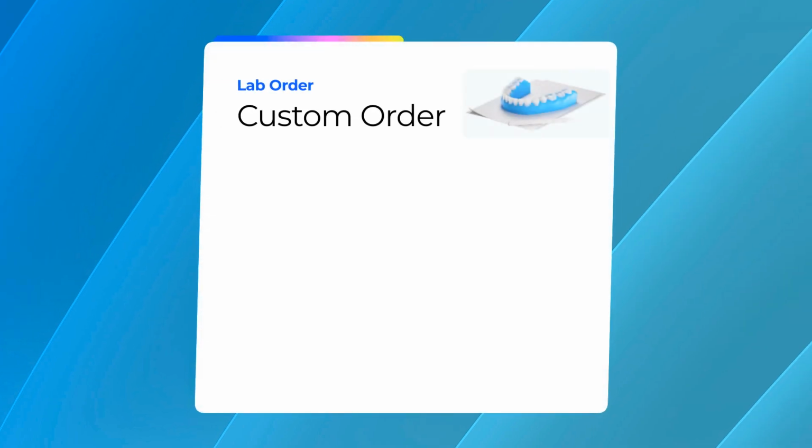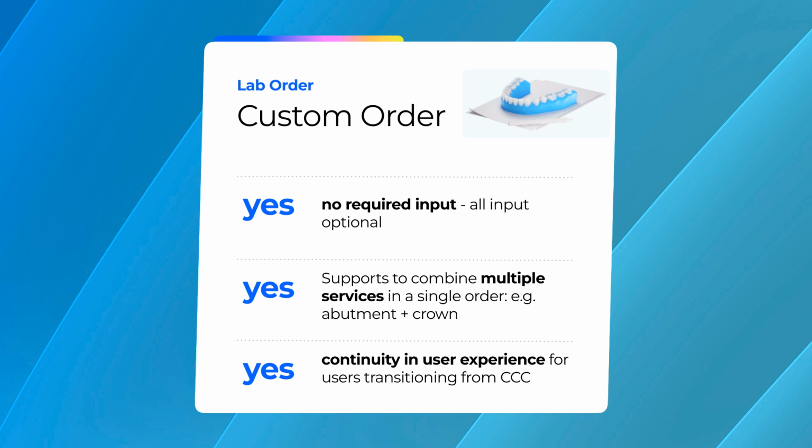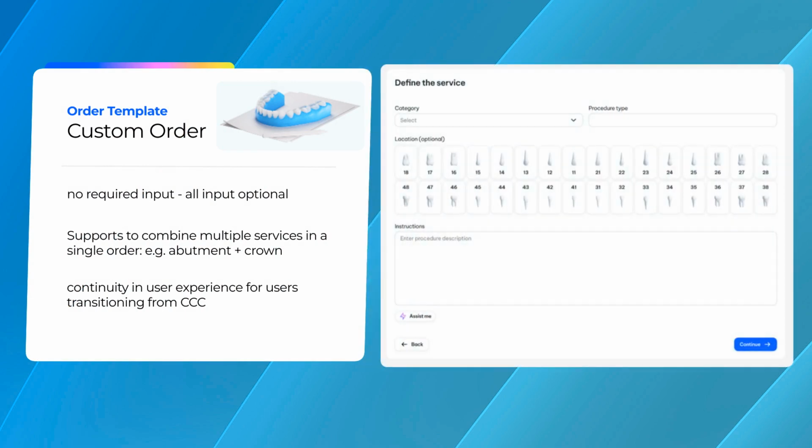We know that not every case fits neatly into a predefined template. Some customers want to send orders without minimal instruction, others need to combine multiple indications, and some simply prefer to describe their case in their own words, especially when they've worked with the same lab for years. The custom order form gives them that flexibility. It allows users to place an order using free text without being locked into a specific structure.